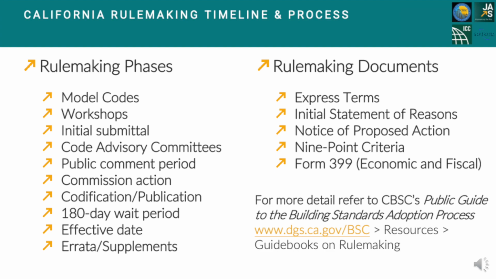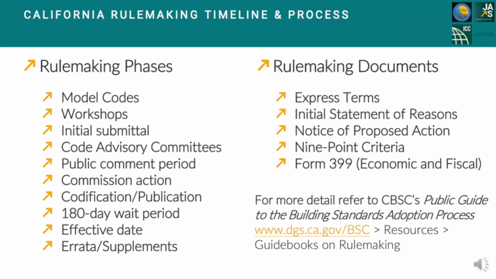The common documents that make up a rulemaking package are the express terms, which shows the actual code changes in strikeout and underlined format, the initial statement of reason, which explains why the regulatory changes are necessary, how they benefit the regulated community, and what type of impact the regulations may have on housing, industry, schools, and businesses in California.